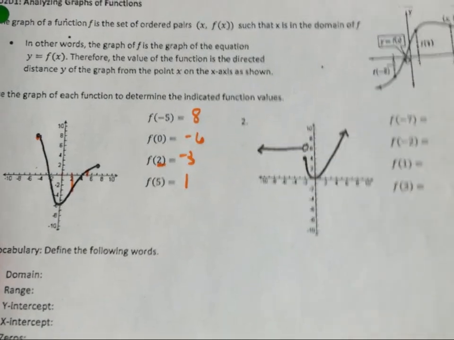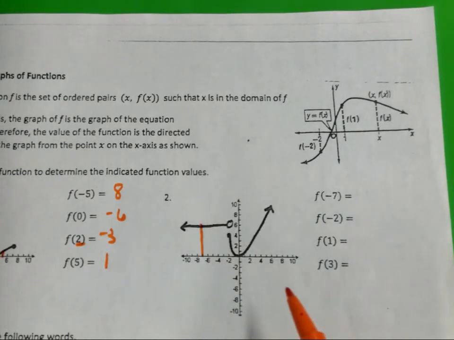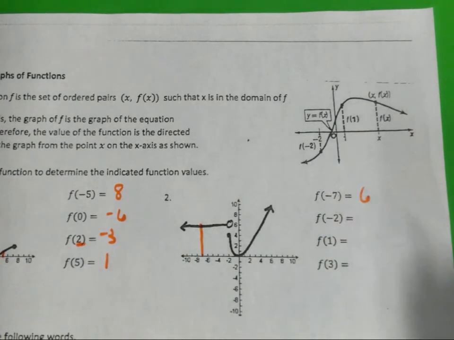Okay, let's look at another example. F of negative 7, I go to negative 7, straight up. What's my y value? 6.